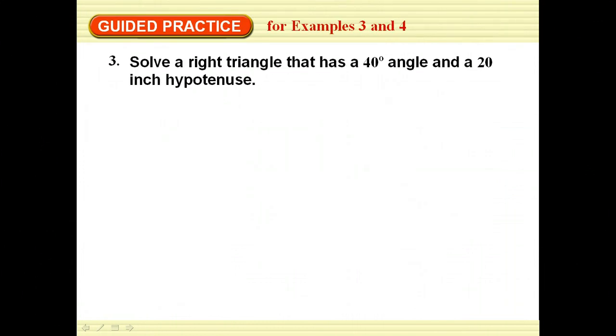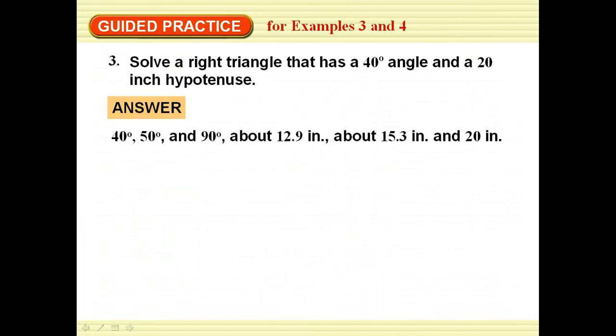A little bit more guided practice. Solve a right triangle that has a 40-degree angle and a 20-inch hypotenuse. So what we need to do is set up my triangle, 40 degrees and a 20-inch hypotenuse. Now we need to think of how we get everything else. We got 40 and 90, so we know this side is 50. So now what we're trying to find is x, which would be the opposite of the 40-degree angle.